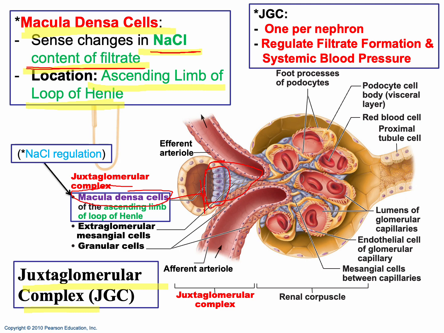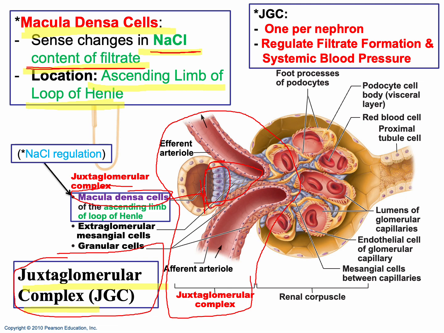Again, these macula densa cells are important for sensing changes in your salt content. Do you have a high salt content? Do you have a low salt content? Well, they're able to detect that in the filtrate. So this concept is very, very important. Make sure to know the function of the macula densa cells and the function of the granular cells. Again, these cells make up the juxtaglomerular complex. The complex is referring to this area right here. So definitely make sure to know this.